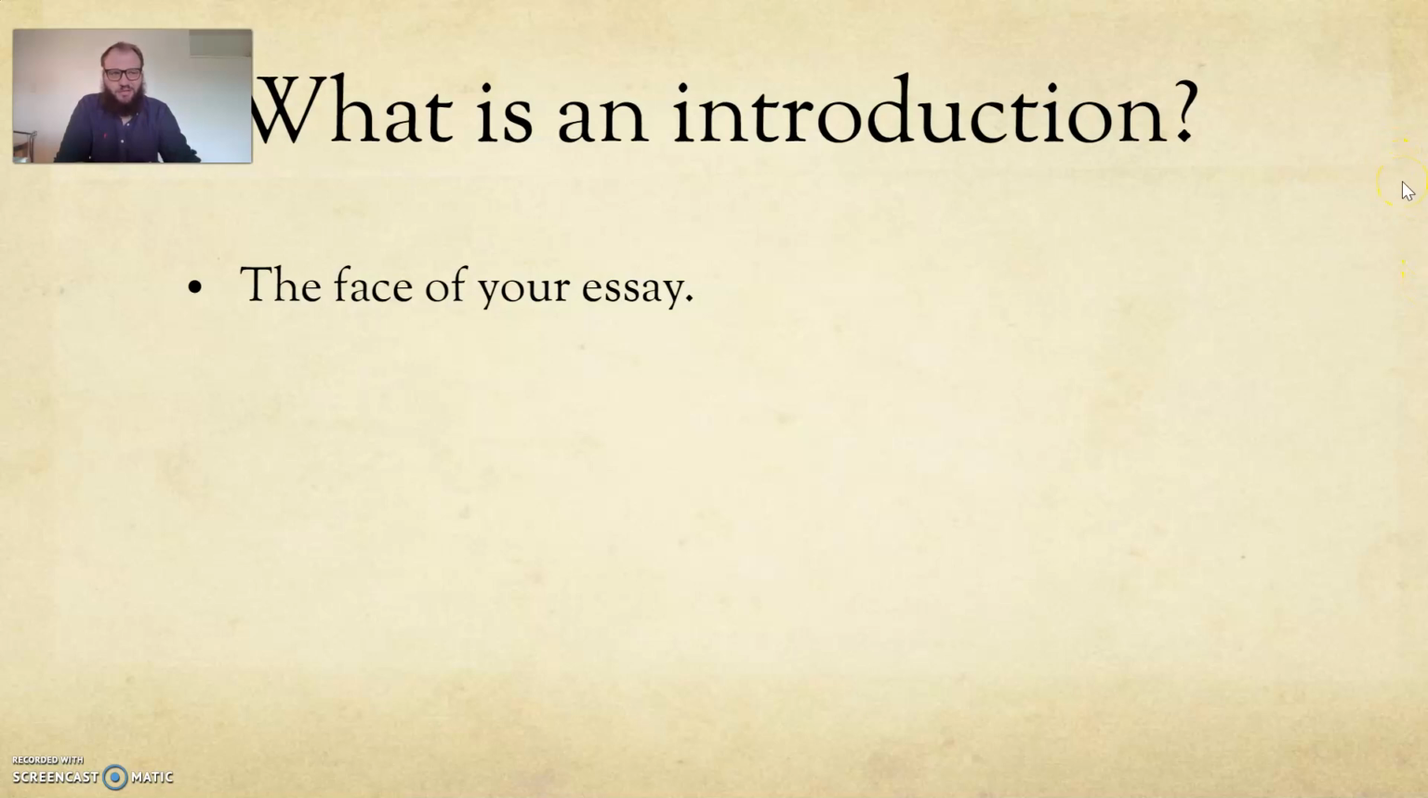So, your introduction needs to be good. It needs to create a good impression. In the same way as you dress up in your best outfit for an interview, you need to dress up your best writing for your introduction.